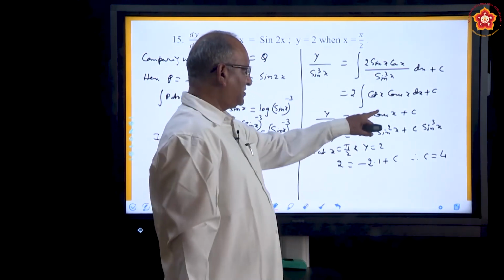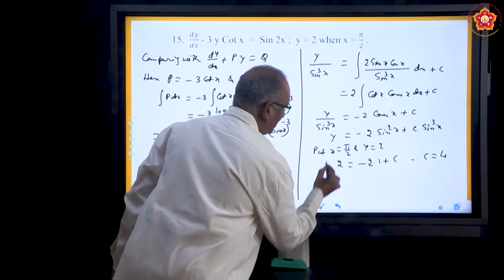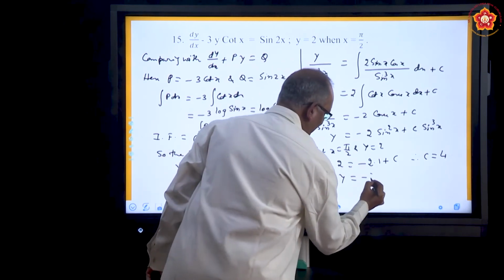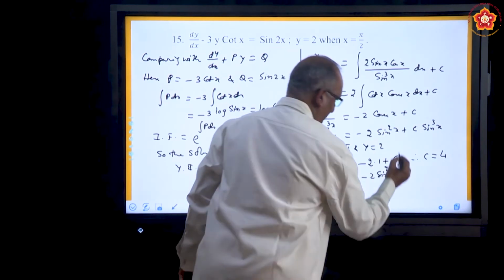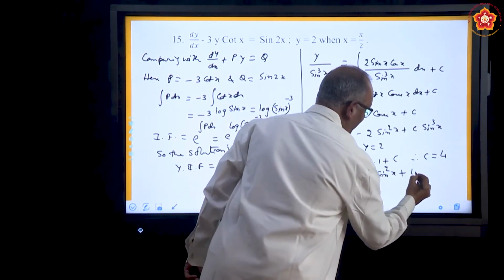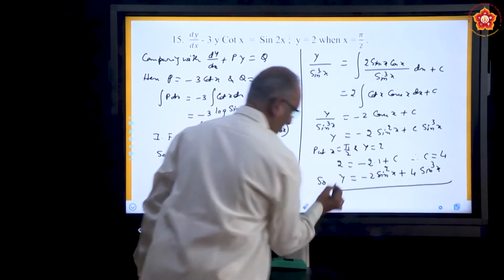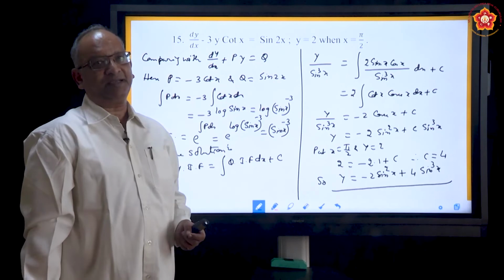Since we have found out c, write the answer. So, what is the answer? So, y equal to minus 2 sin square x plus 4 sin cube x. This is the answer for this particular differential equation.